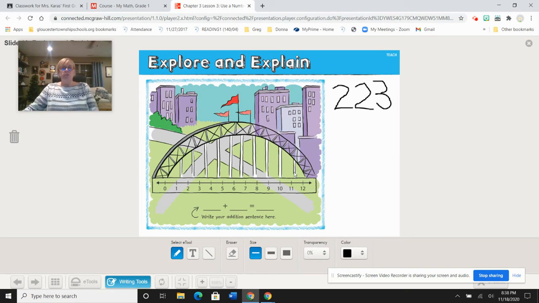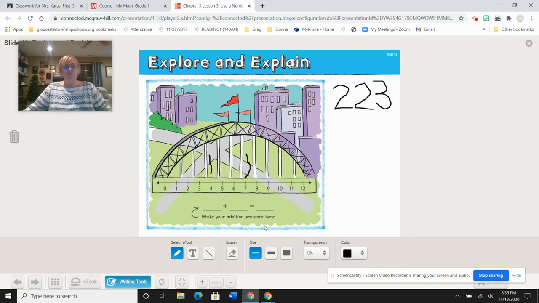Okay. So the car drove on the bridge and stopped at the number 4. Okay, so just like before, I'm going to draw a little arrow here just to show, okay, where it stopped. And then it drove 3 more spaces to the right. So let's see, 1, 2, 3. Okay, whoops, that was a little crooked. Where did it stop? At the 7.